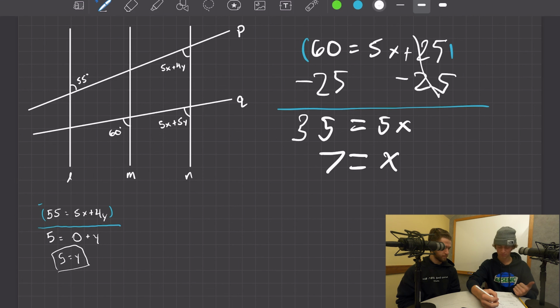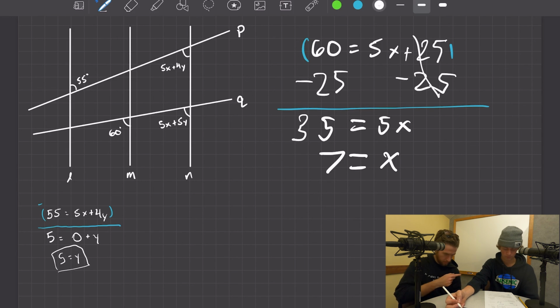Now I forgot what we're trying to find. Just these angles? Both of them? It says in the problem. Reading the problem: just find x. Oh, we're already done. Yeah, you did it. We could figure those angles out if we wanted to.